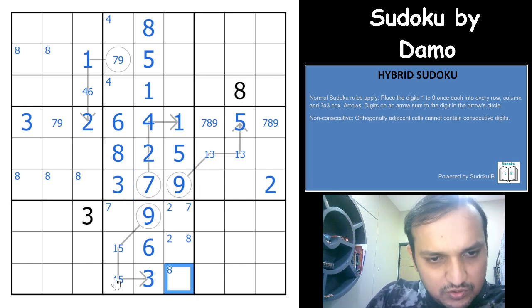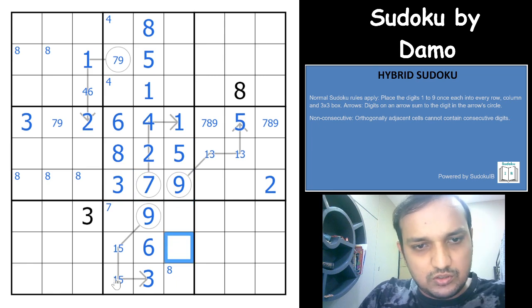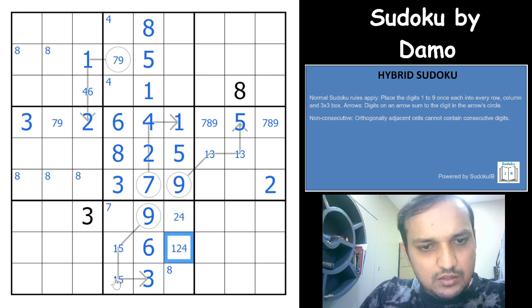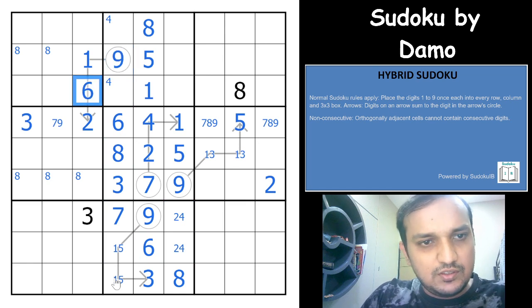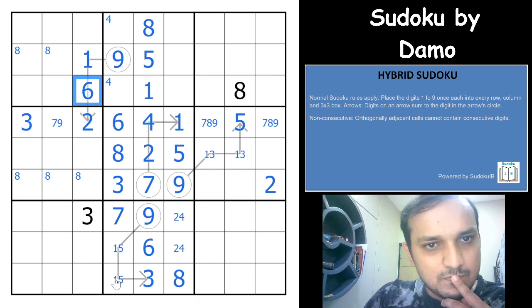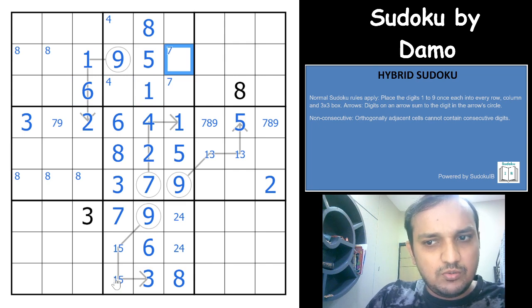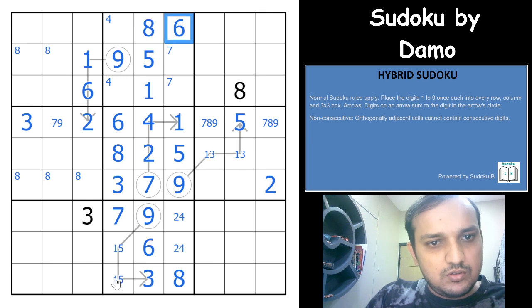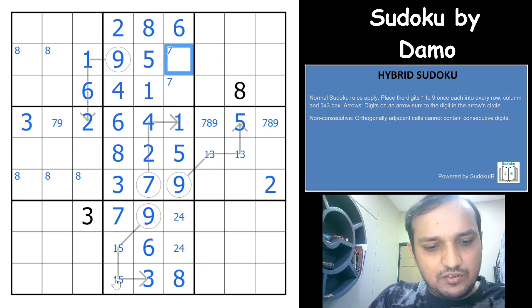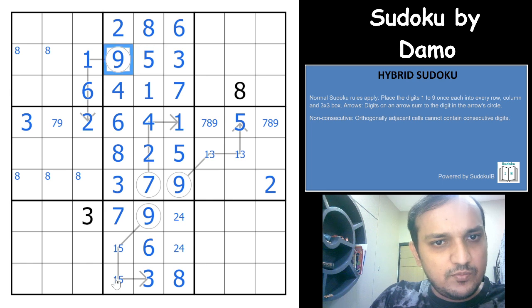This cell is not a 4, this cell is not a 4, so 4 is also in one of these two cells. So it's a 2-4 pair, and that gives you 8 and a 7, that gives you 9 and a 6. That gives you 7 in one of these two cells. This gives you a 6 here, a 2 here, a 4 here, 3 and 7. So this is a 7 and a 3.